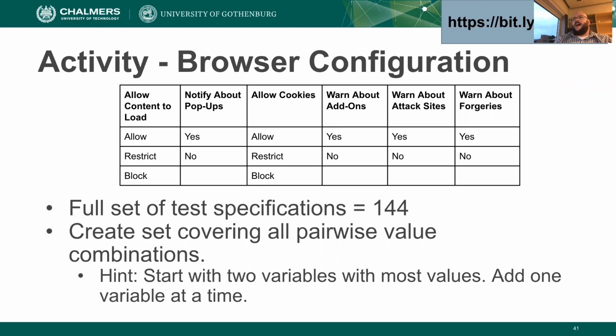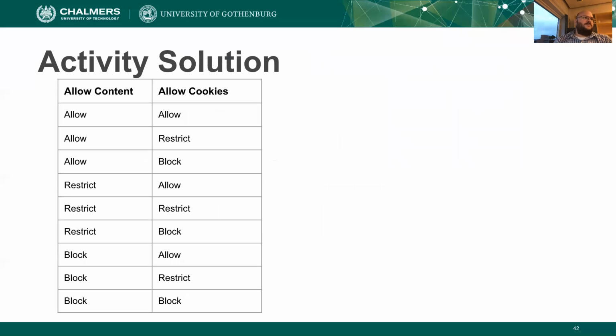Okay, so here we have this browser configuration where we have six different variation points. For two of those we have 3 options that we choose from. For the rest, we have 2 options. What we want to do is come up with a small set of test cases, much smaller than 144, that covers all values for all pairs of these different variation points, these different options we choose. So we'll again start with the 2 variables with the most values, with 3 values, and come up with all combinations of those, and that's going to be 9 test cases. Allow content and allow cookies, allow content and restrict cookies, allow and block, restrict and allow, restrict and restrict, restrict and block, block and allow, block and restrict, block and block.